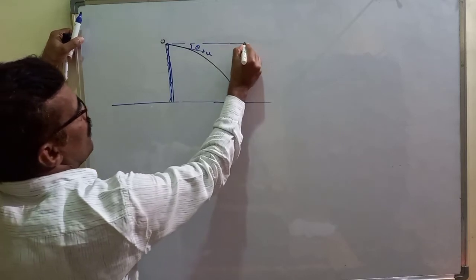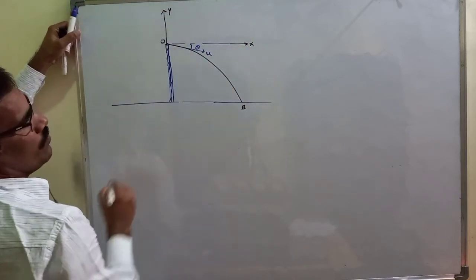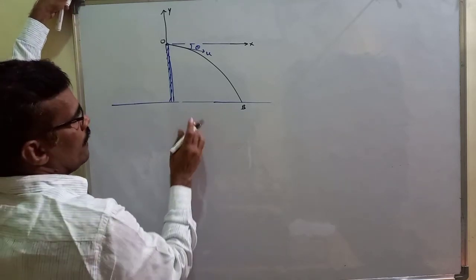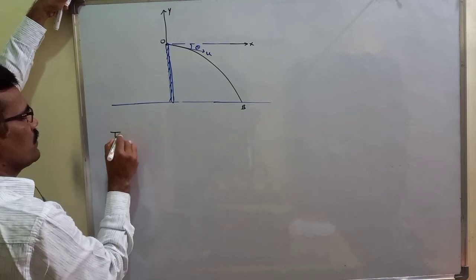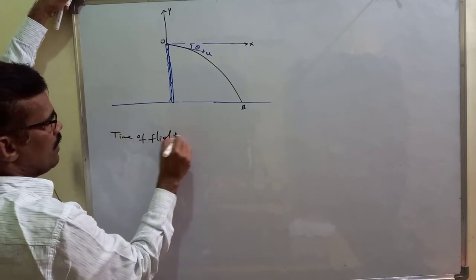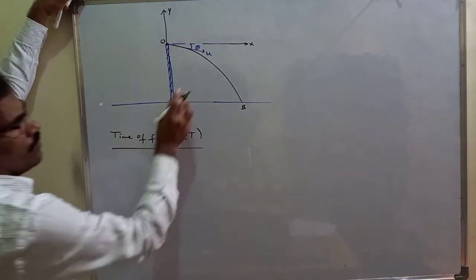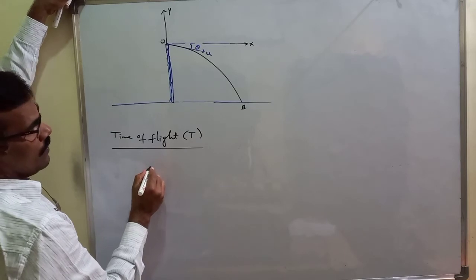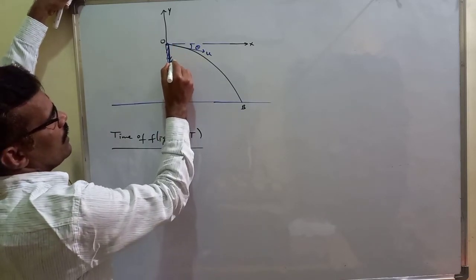So this is the x direction, and this is the y direction. Then what do you want? We want the time of flight for this case. What is the expression for time of flight for this case? We know that, what is the vertical component of velocity initially?